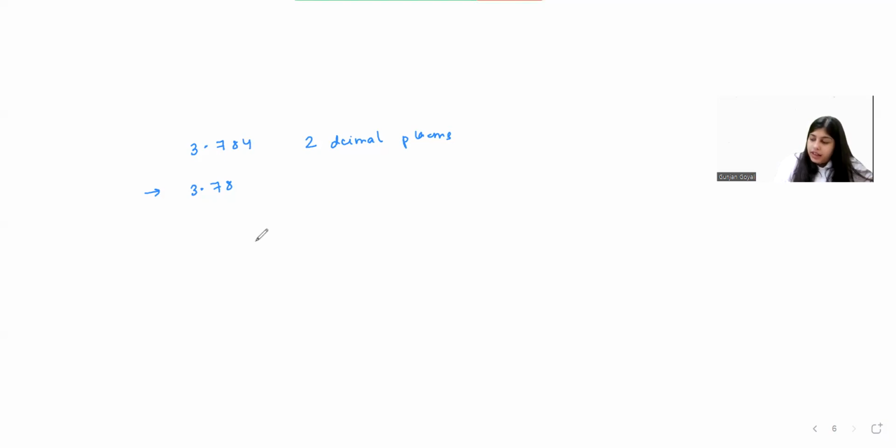Similarly, if I ask you to round minus 2.123456 to 4 decimal places, then what would be the answer? See, this becomes 6, this becomes 5. So minus 2.1235. Since there's 5, 6, I will make this minus 2.1235.